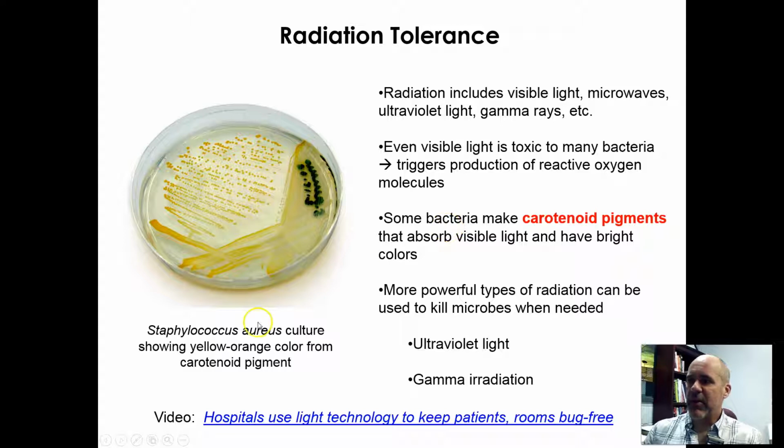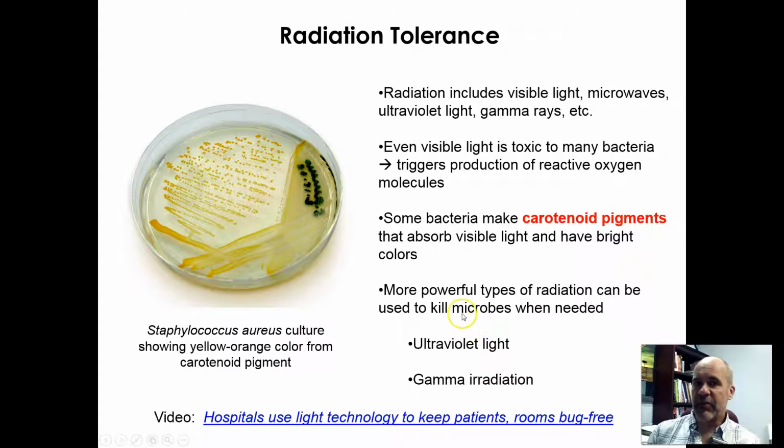Those carotenoid pigments soak up a lot of the visible light rays and help protect the bacteria from being damaged by them. And here's Staphylococcus aureus. Again, aureus actually refers to gold. This organism has a goldish, yellowish, or even orangish color when you grow it on an agar culture medium in the laboratory. That color is coming from these carotenoid pigments. In a laboratory, incubators where you grow bacteria usually don't have clear windows. They either have no windows or smoky windows that block out a lot of the visible light.